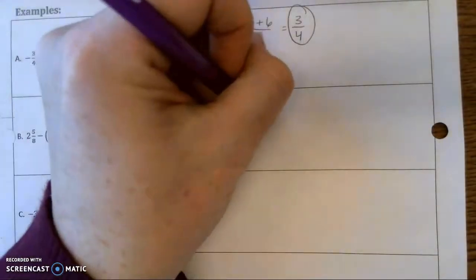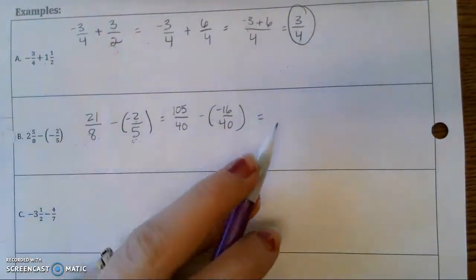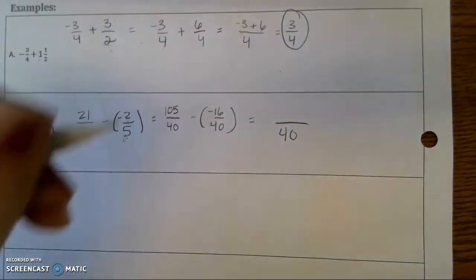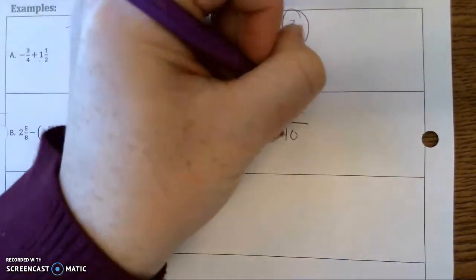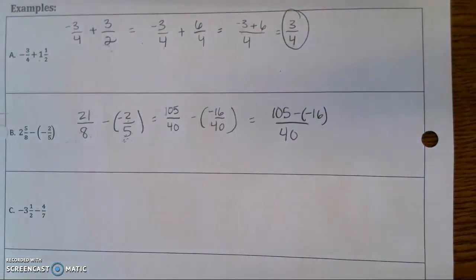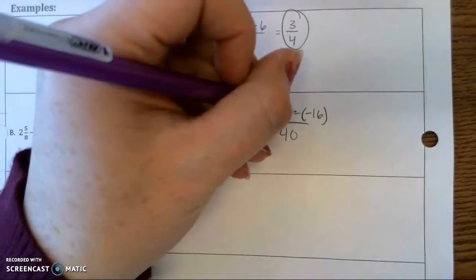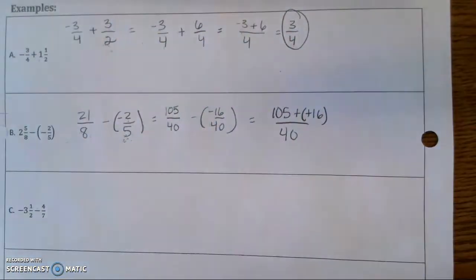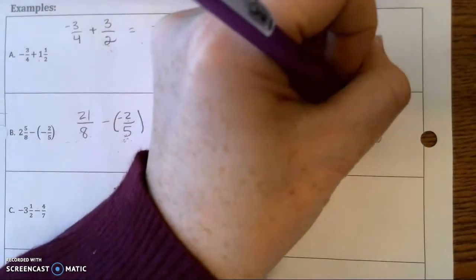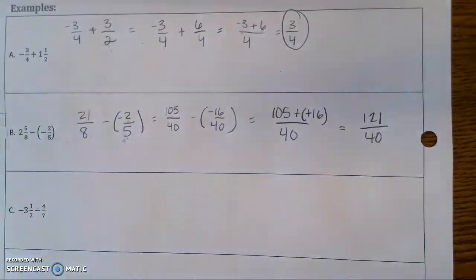Okay, so next step would be to do our integer rule. So I know my answer is going to have a denominator of 40, and in the numerator I have 105 minus negative 16. So I'm going to do my add a line and change the sign, right? So I get 105 plus positive 16. And when I do that, I will get 121 over 40.